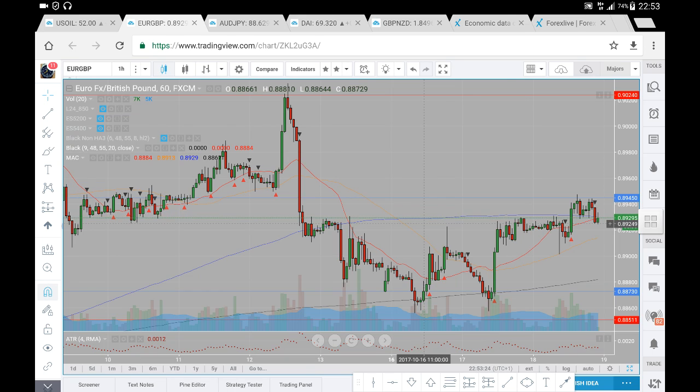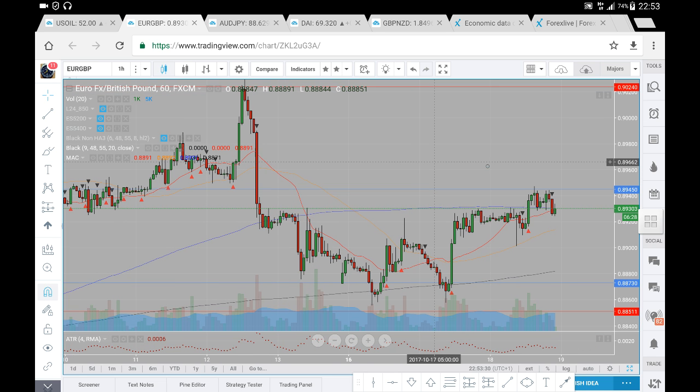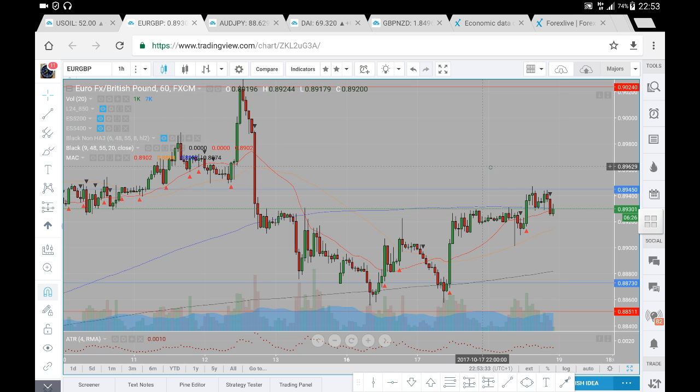So this is Euro Pound analysis for Thursday the 19th of October. Now, let's just have a look what happened on the 18th. So on the 18th, we did have a bit of consolidation. Prices briefly had a bit of consolidation below the 200 period moving average.